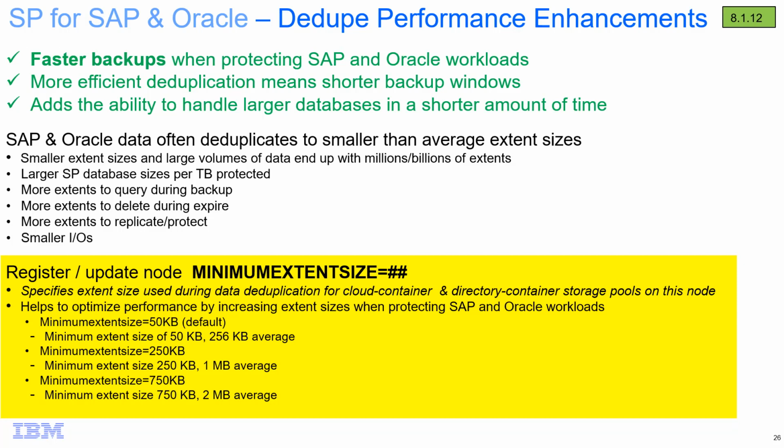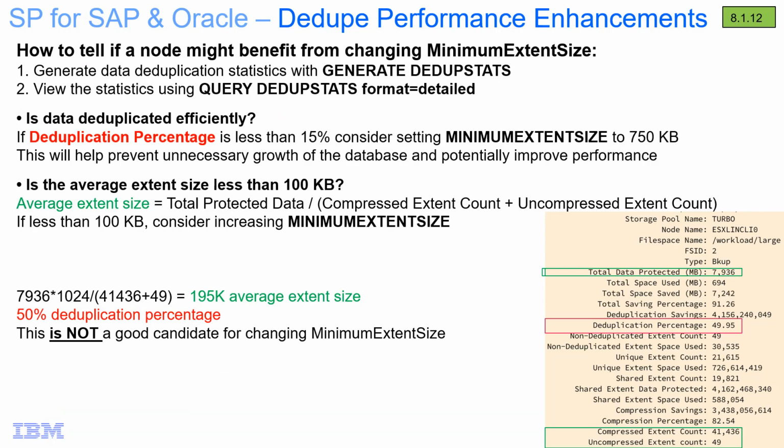By default, our extent size is about 50 KB, but that means the extents could range from anywhere from 50 KB up to 256 KB. You could set minimum extent size to 250 KB, which would give you a range of 250 KB up to 1 MB. And likewise, if you set that to 750 KB, you would have a range of extent size from 750 KB up to 2 MB. Now, how do you know if you need to turn this on or off?